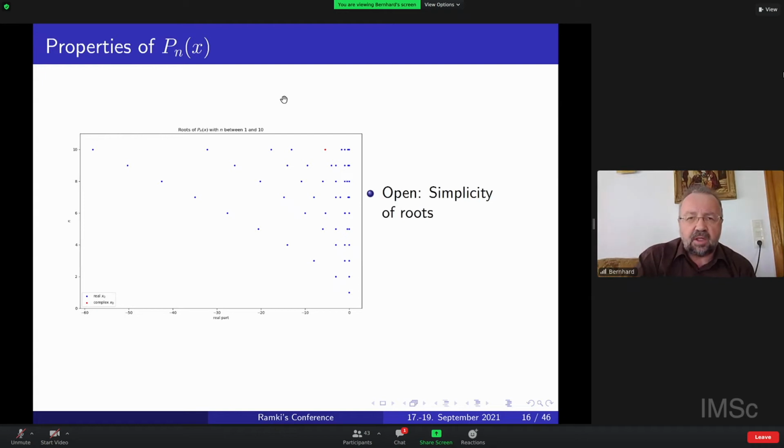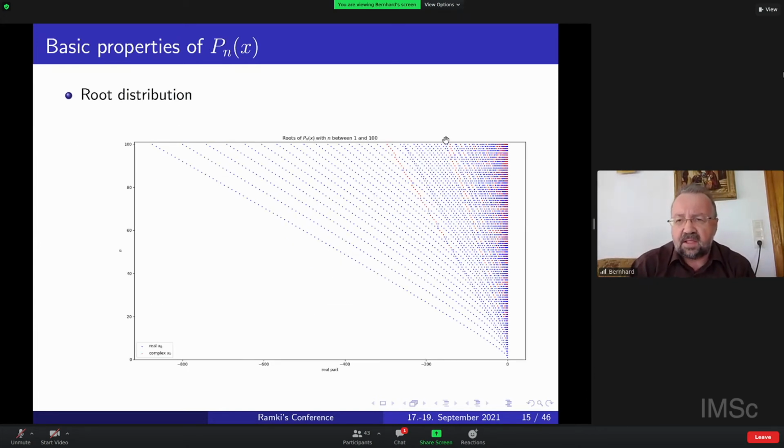What is an open question? We proved in some cases, for example when n is a prime number, that all the roots are simple. This is proven, but not in general. And we checked up to 2000 that all the roots are on the left half side of the complex plane, which is the so-called Hurwitz property. That means when you have a polynomial, all the roots have negative real part.